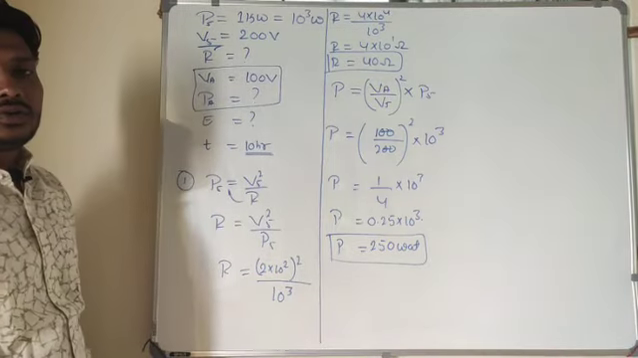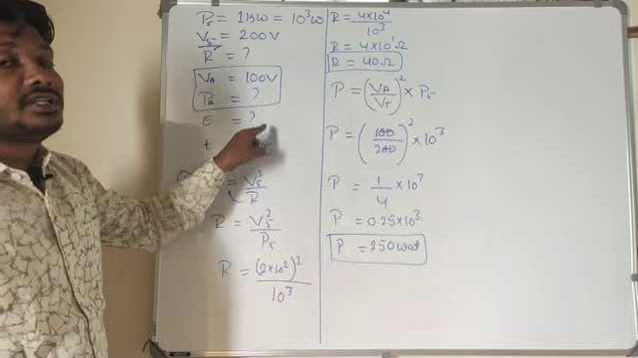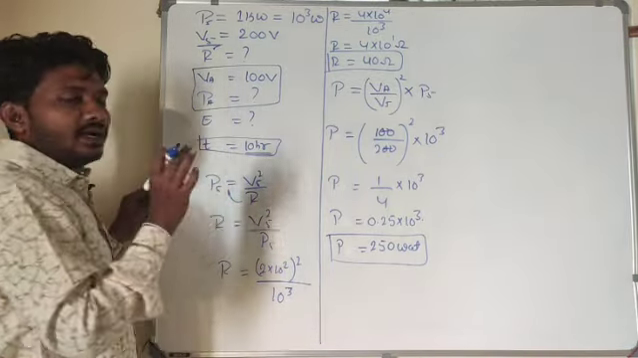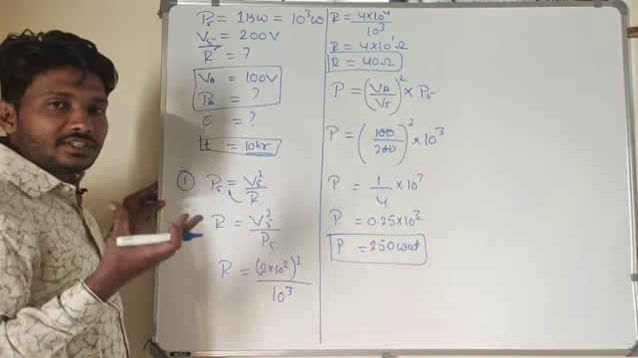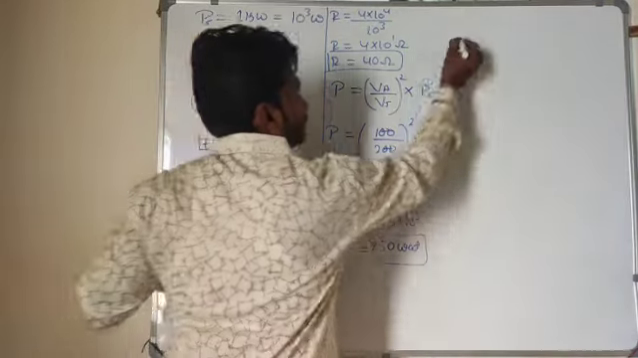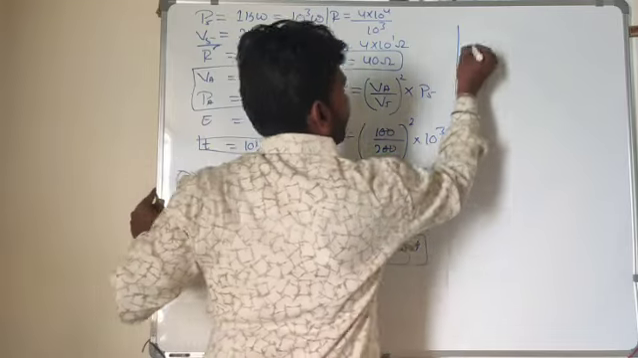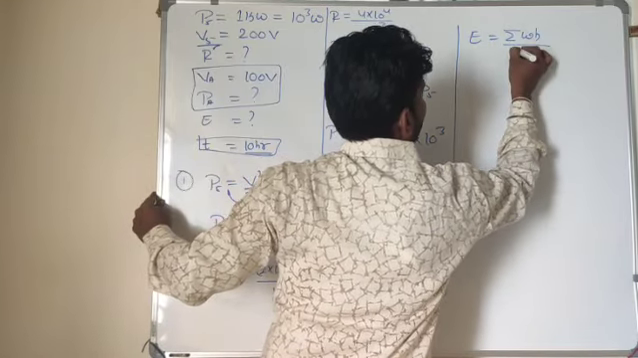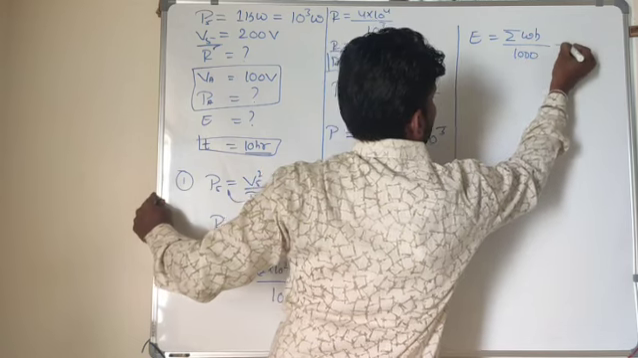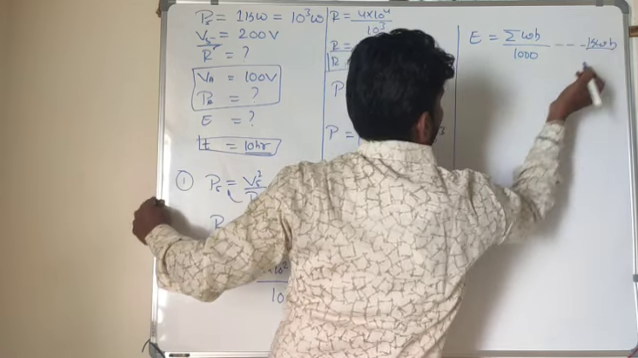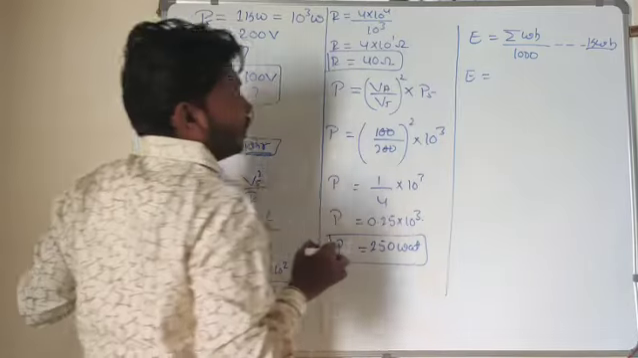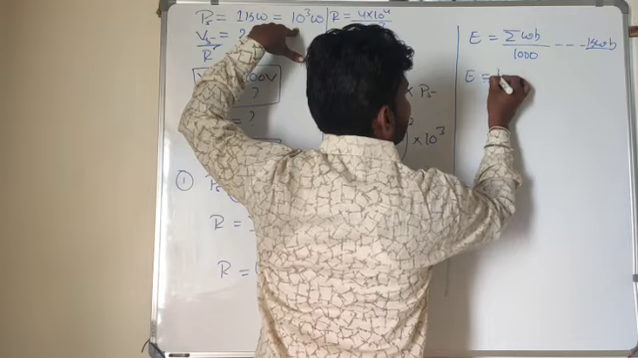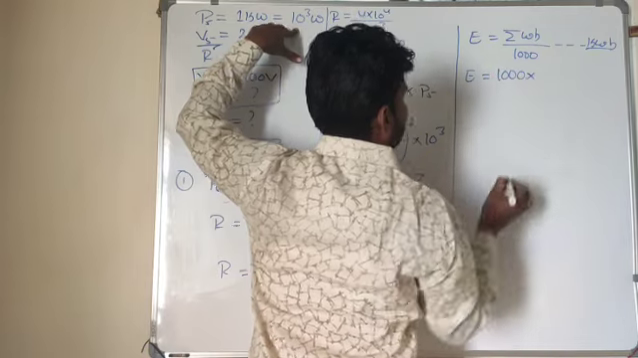The third one: I need to find out how much electrical energy it will consume. If that heater operates 10 hours daily, how much energy is consumed in 1 month? What is the connecting formula for electrical energy? Summation of watt hour divided by 1000, so you get it in terms of kilowatt hour. What is the watt? The specified wattage, 10 to the power of 3, or we can take it as 1000.